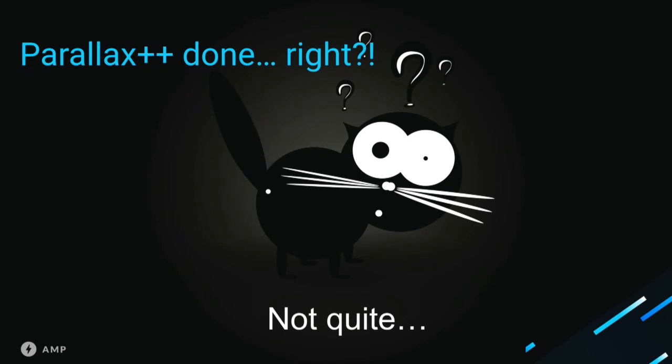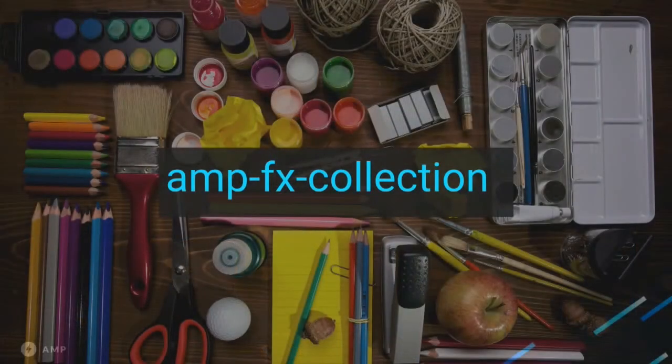So, are we done? Well, now we have the building blocks that cover many use cases, but they come at a cost. For simple cases, they're simply too verbose and not very simple to use. And ease of use is something that we value in AMP. Therefore, we are bringing some common visual effects, although they're already possible with the existing building blocks that we talked about, to AMP under an easy-to-use API, under a new extension called AMP Effects Collection.